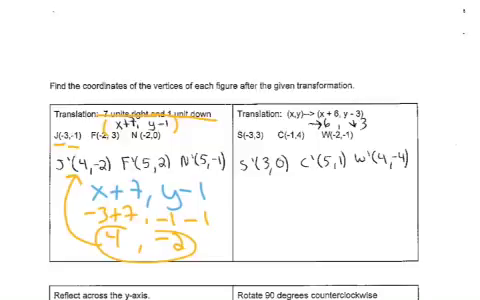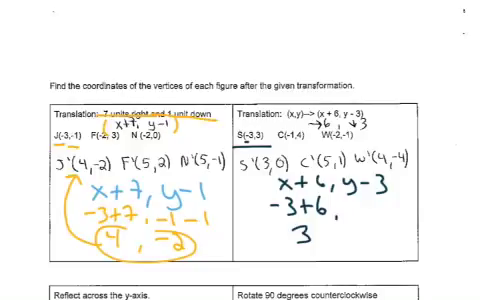For the next translation, it gave us the rule, x plus 6, y minus 3. You could also think of it as right 6, down 3. But just like we did for this example, it's literally plugging and chugging. So if I have my rule, x plus 6, comma y minus 3, if I want to do S, -3 is my x value. So I would do -3 plus 6, which would give me positive 3. My y value was positive 3, so if I do 3 minus 3, I get 0. So that's how I'm getting S prime. Literally, like I said before, all you are doing is plugging and chugging in.